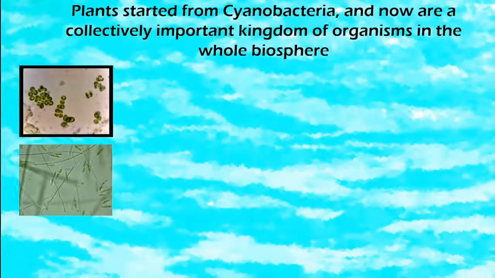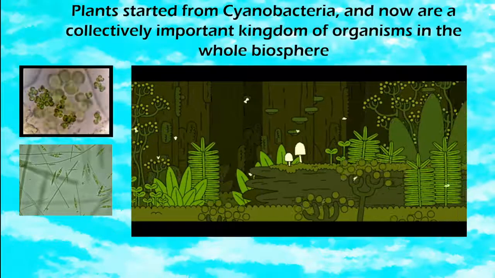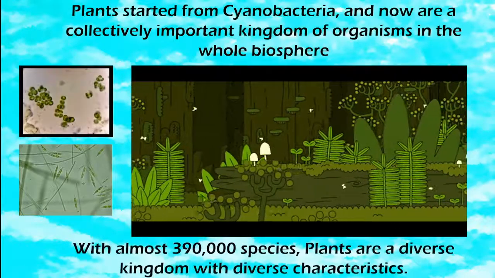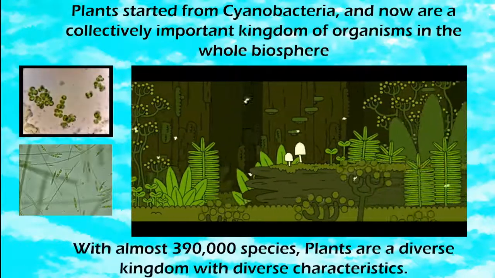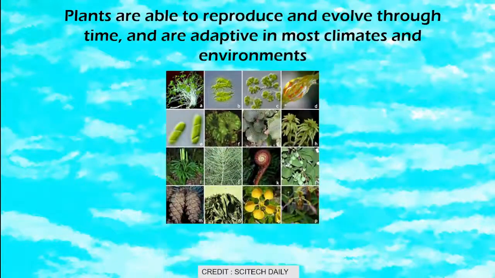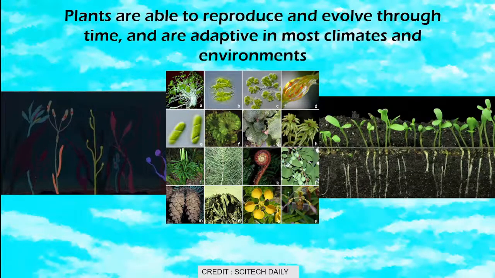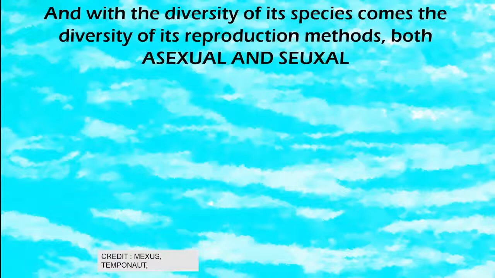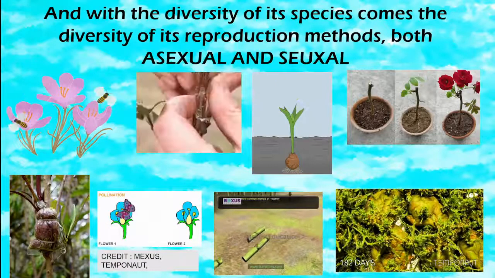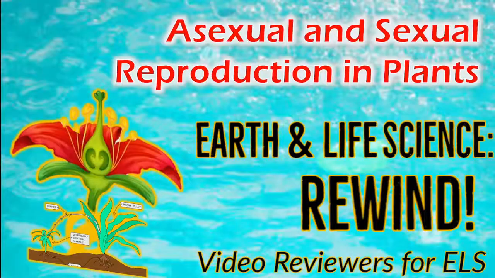Started from cyanobacteria and now a collectively important kingdom of organisms in the whole biosphere. With almost 390,000 species, plants are a diverse bunch with diverse characteristics. Plants are able to reproduce and evolve through time and are adaptive in most climates and environments. With the diversity of species comes the diversity of reproduction, asexual and sexual reproduction. How do they do it?